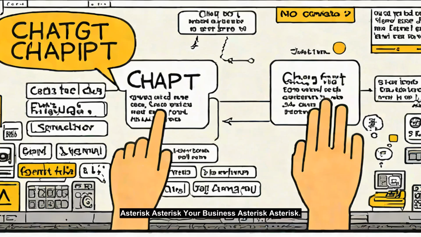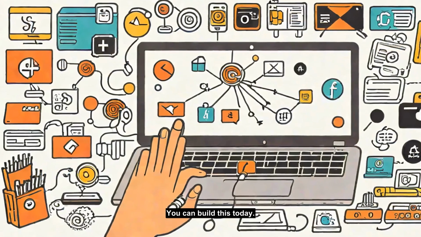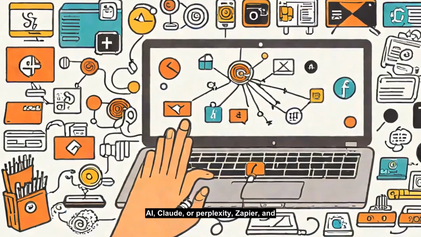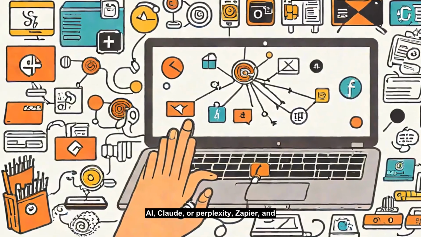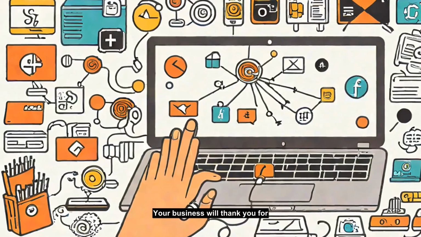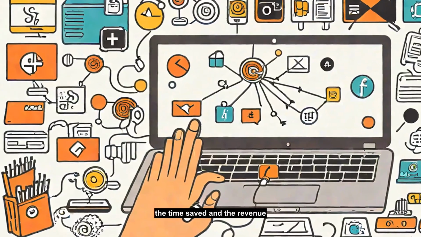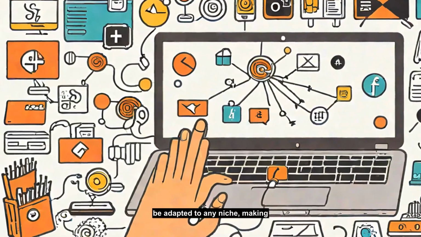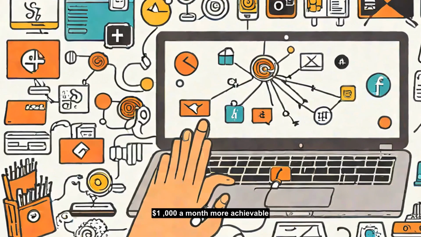Your business can do this. You can build this today. Start with free tools like Notion AI, Claude, or Perplexity, Zapier, and N8N. Your business will thank you for the time saved and the revenue generated. This system is scalable and can be adapted to any niche, making $1,000 a month more achievable than ever before.